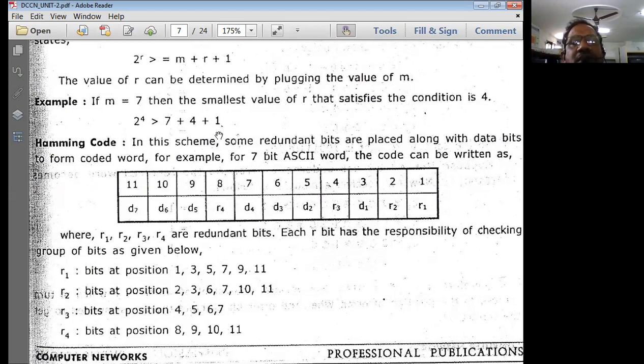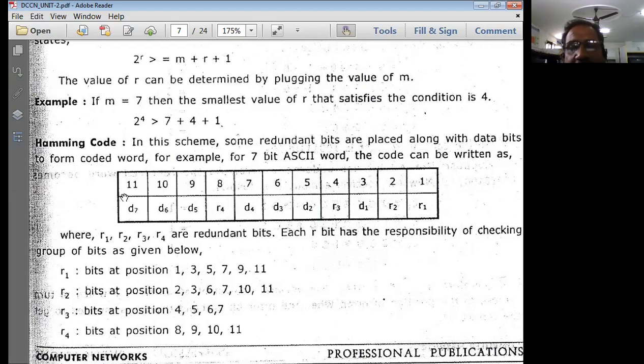So one is not included here because it is going to be for the no error. Therefore, in general, how many bits am I going to have? M is going to be 7, R is going to be 4. 7 plus 4 is going to be 11. So therefore, we have to take 11 bit combinations.